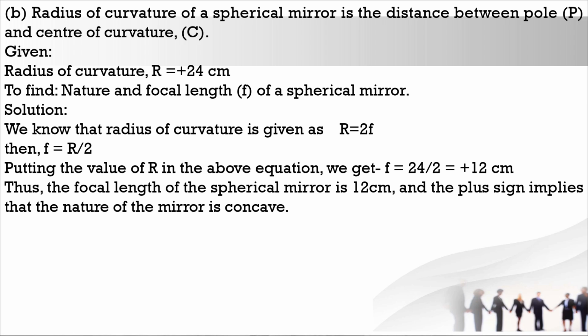Numerical. Given radius of curvature R is equal to +24. We have to calculate nature and focal length. We know that R is equal to 2f. So if we calculate, we get focal length as +12 centimeter. The focal length is positive. It means the nature of the mirror is concave.